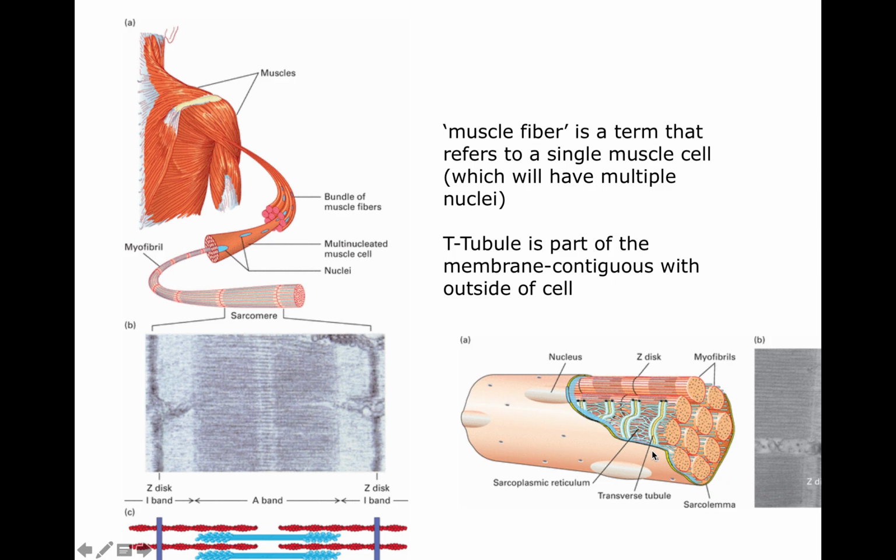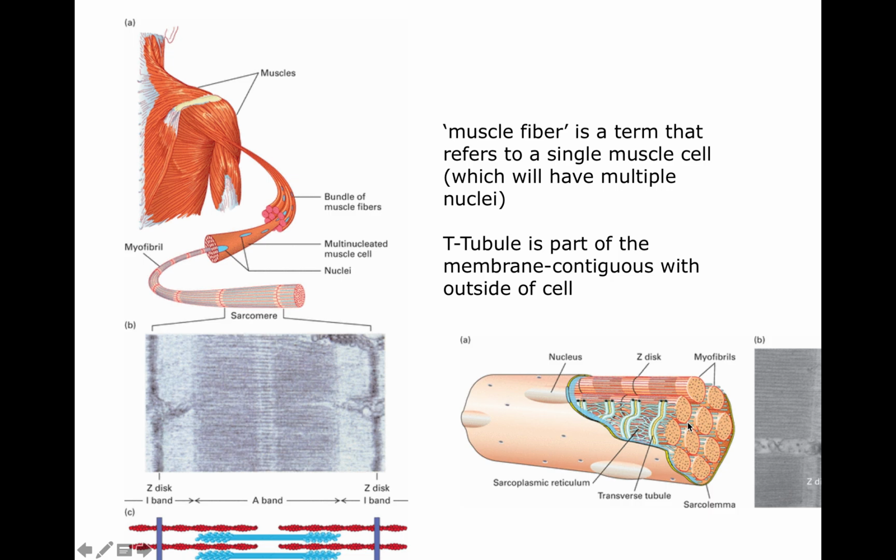So the transverse tubule is connected to the sarcolemma, and you can think about it like if you had saran wrap, cling wrap over some jello. The saran wrap would be the muscle cell membrane, the sarcolemma, and the jello would be the inside of the muscle cell, all of this stuff in here.